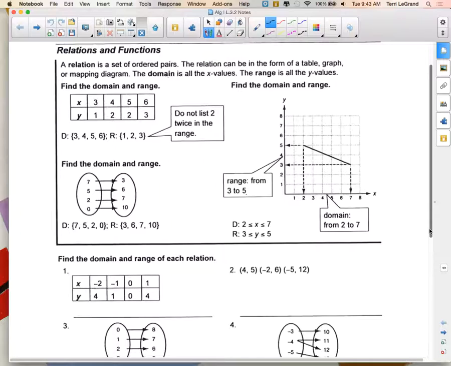Riley? Set of ordered pairs. Any set of ordered pairs that you have, you could say is a relation. Well, what's an ordered pair? What are they talking about when they say ordered pairs? What's that mean? What's an ordered pair look like? You did SQ3R on this lesson, right? Okay, what's an ordered pair look like? What notation are they written in?